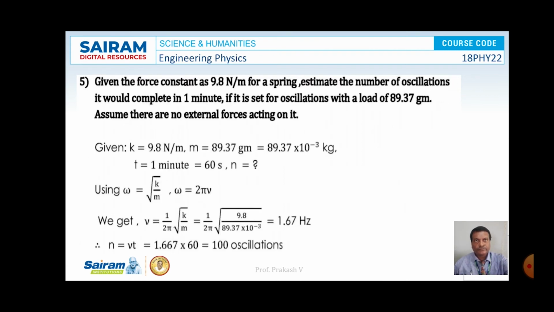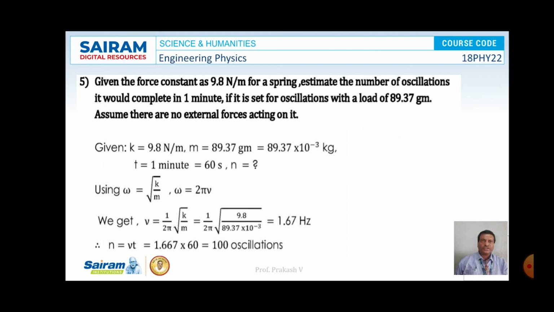Next, problem number 5. Given the force constant as 9.8 Newton per meter for a spring, estimate the number of oscillations it would complete in 1 minute if it is set for oscillations with a load of 89.37 grams, assuming there are no external forces acting upon it.